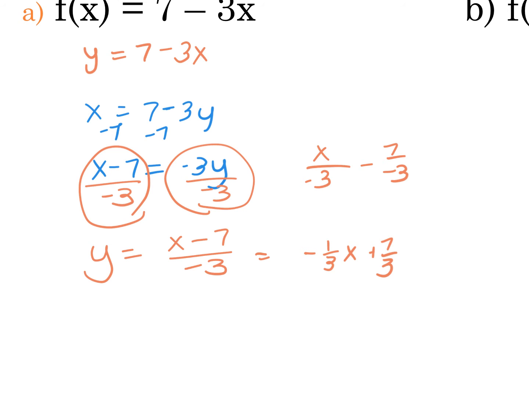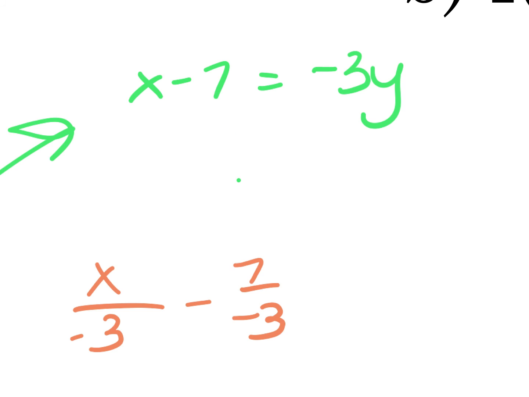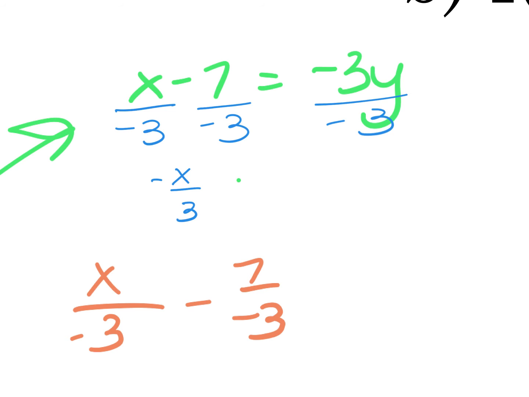Because, okay, so let me go back to this step here. If I divide this side by negative 3, I have to divide each of these by negative 3. So negative x over 3 could have the negative in the front, the negative in the top, or the negative in the bottom, it doesn't matter, just one negative. But this is a negative 7 and a negative 3, so this is positive.